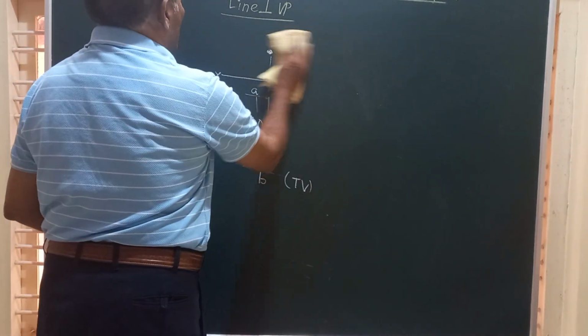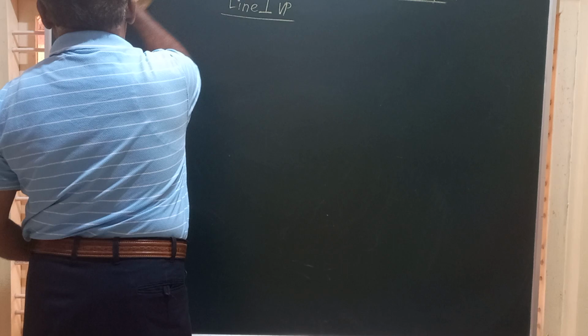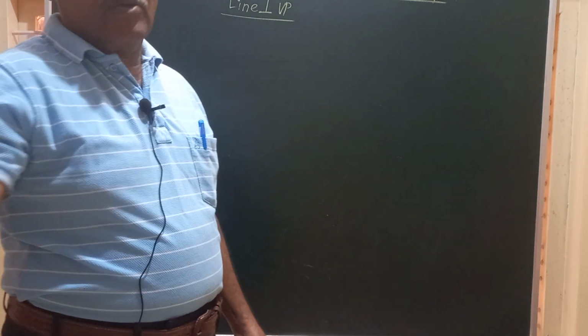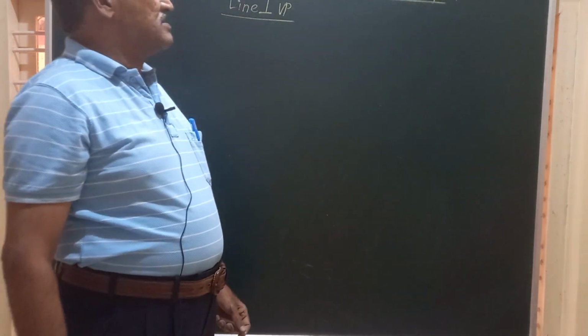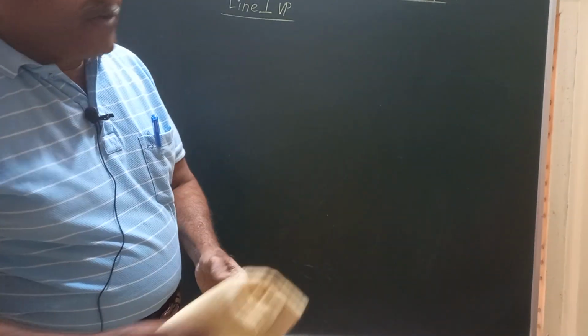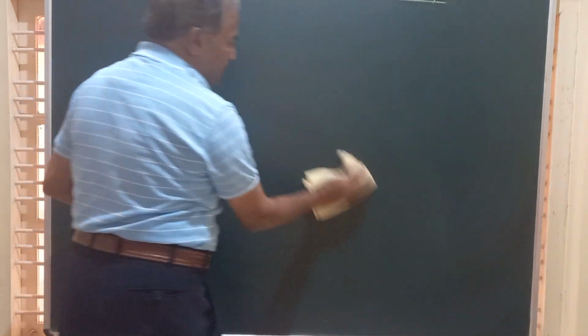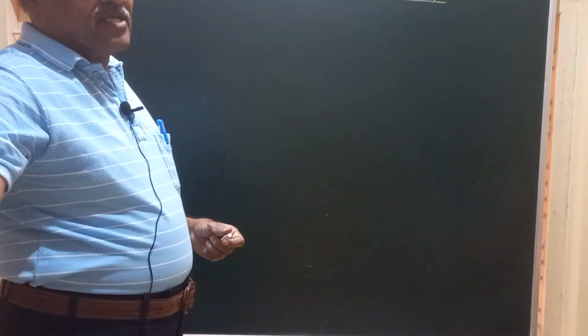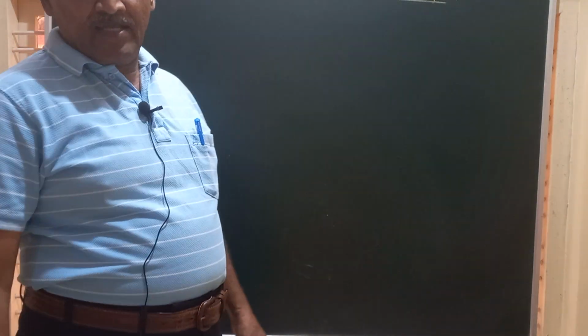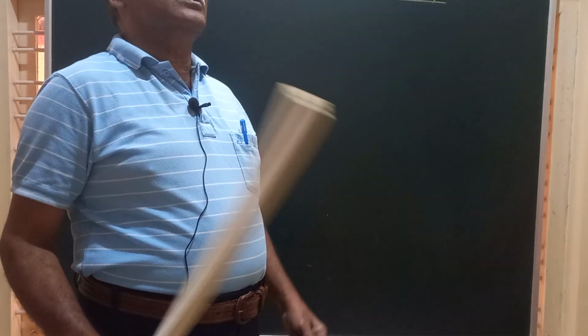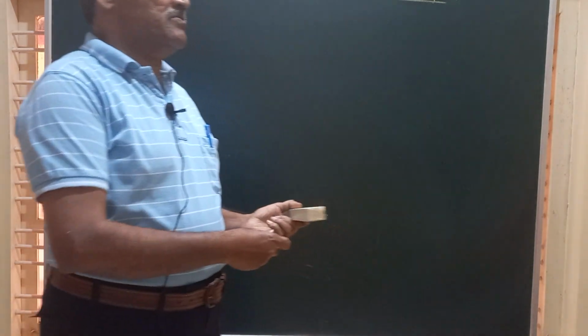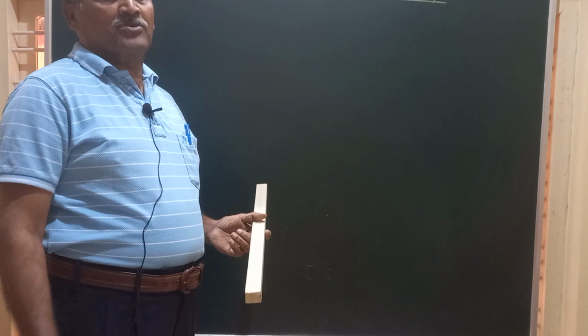Friends, I hope you are all following the procedure I'm using to solve problems on lines. Friends, there is a very important case which everyone comes across while doing problems on the projection of lines. That is the last type. That is a problem where the given line is inclined to both HP and VP. Let's see how it looks.